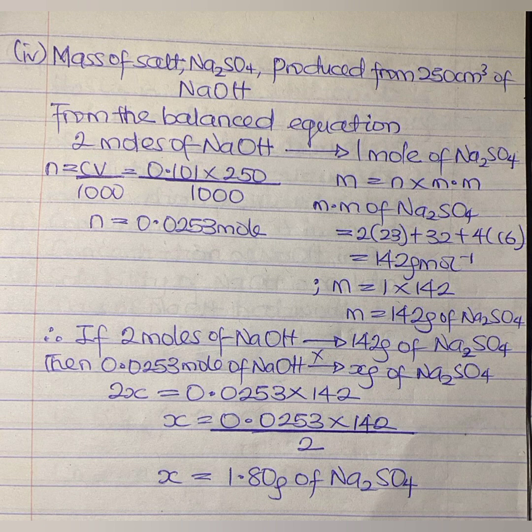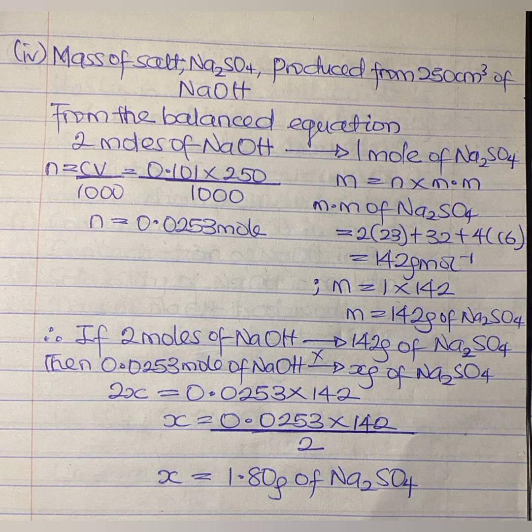I already know that the conc of NaOH in mole per dm cube is 0.101. So my N will be equal to what? CV over 1000. I must convert that volume to mole. That's how I do it. CV over 1000. Multiply the volume by the concentration divided by 1000. That's 0.101 multiplied by 250 divided by 1000. So my number of mole in 250 cm cube of NaOH is what? 0.0253 mole. It's always paramount that I use 3SF in these situations.